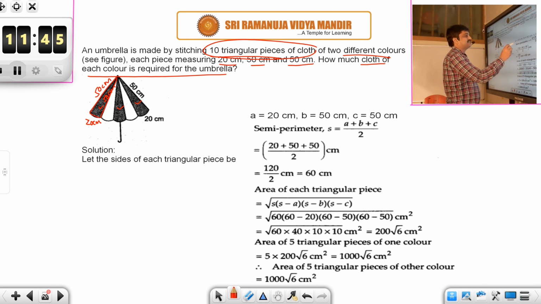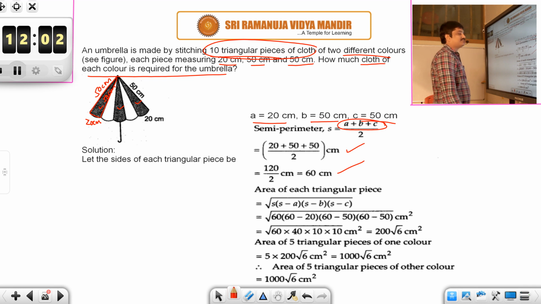So sides are given as, let them be A 20 centimeters, B 50 centimeters, C 50 centimeters. So you know how to calculate the semi perimeter, that is 1 by 2 times the perimeter, that is the sum of all the three sides, (A plus B plus C) by 2. So calculate, you will get 60 centimeters. And now using Heron's formula we can find the area of each triangular piece, that is square root of S into (S minus A) into (S minus B) into (S minus C). So you will get this.